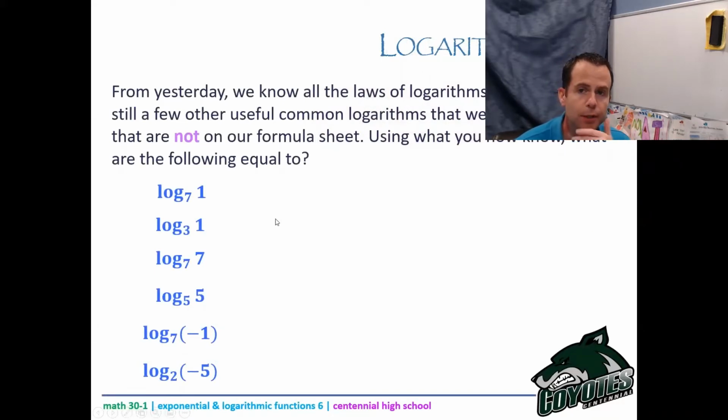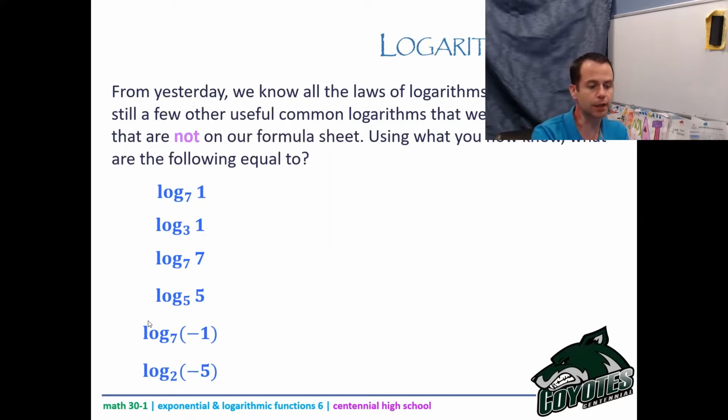From yesterday, we know all the laws of logarithms, but there are still a few other useful common logarithms that we should know that aren't on your formula sheet. So we're gonna figure out those first. There's 6 of them I wanna talk about. These ones will involve the first 3. Get out your calculator. You can do some mindless button pushing for a second. Pause me, figure out these 6 for me, please.